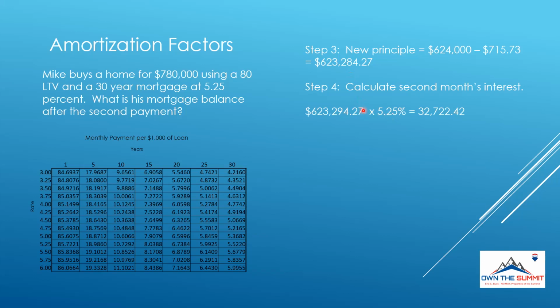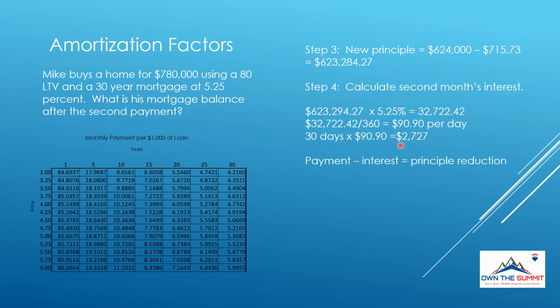Now we calculate the second month's interest. Same 5.25%, but now on this slightly lower balance. Total interest for a year would be $32,722.42. Divided by 360, now we're at $90.90 a day, so 10 cents less per day than we were last month. Times the 30 days gives us $2,727 in interest. Payment minus interest equals the principal reduction, which this month is $718.73, which brings us to a balance of $622,565.54. So that's the answer to this particular problem.